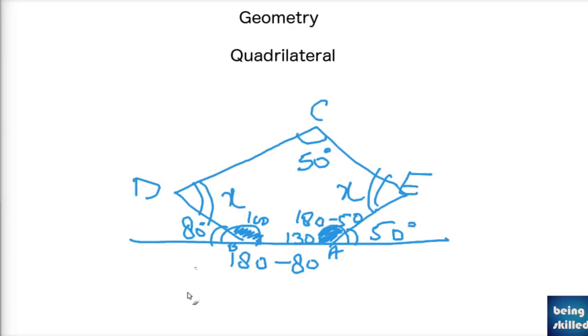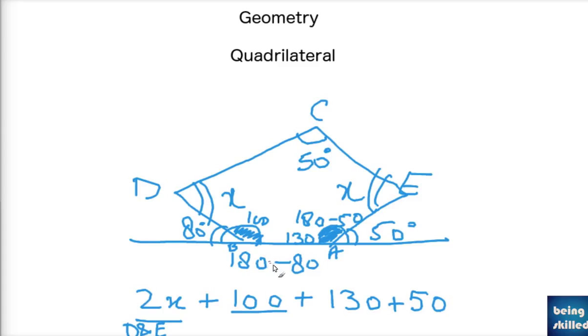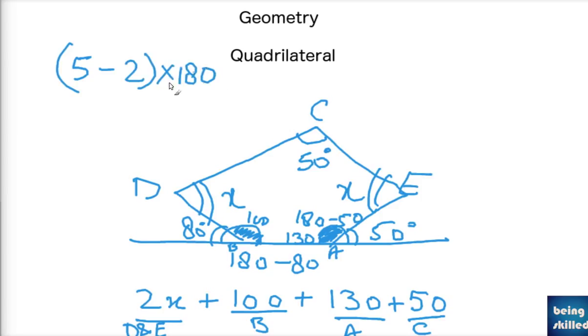Suppose this is x, so we are saying 2x plus 100 plus 130 plus 50. This came from D and E, this came from B, this came from A, and this came from C. And how many sides are there? 1, 2, 3, 4, 5. So 5 sides. So (5 minus 2) into 180 degrees, which is 3 into 180 degrees, which is 540 degrees.